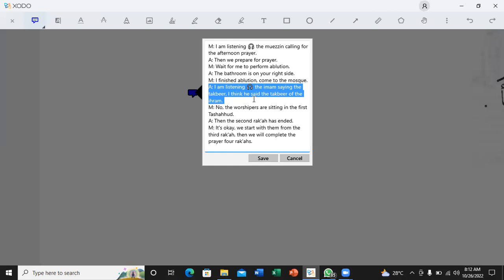No, the worshippers are sitting in the first tashahud. La, al-musallun yajlisuna fi tashahud al-awal. Musallun. Good. Okay. Then the second raka has ended. Summa intahat arrakatul saniya.